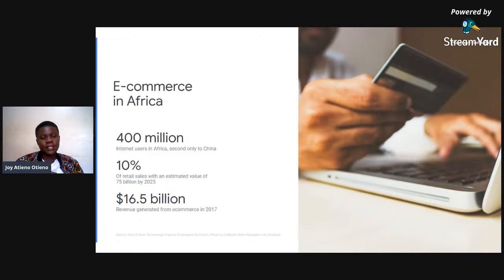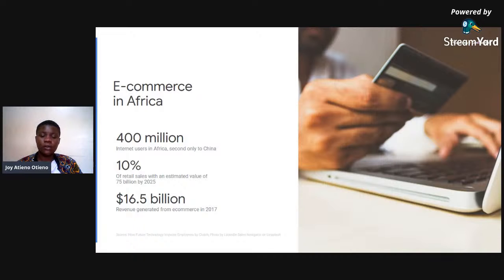So e-commerce, and I think if I mention some platforms like probably Jumia, I think Jumia is very popular, right? Probably you've heard of Amazon, probably you've heard of Kilimall, all those are e-commerce platforms. So currently, with e-commerce in Africa, there are over 400 million internet users. This number is only second to China, right? By the year 2025, 10% of all retail sales with an estimated value of 75 billion will be transacted via e-commerce in Africa.